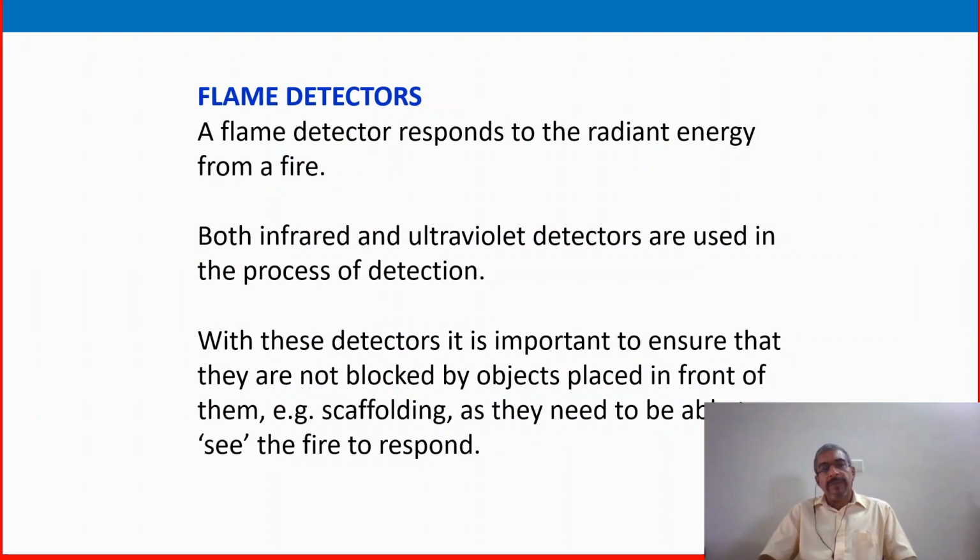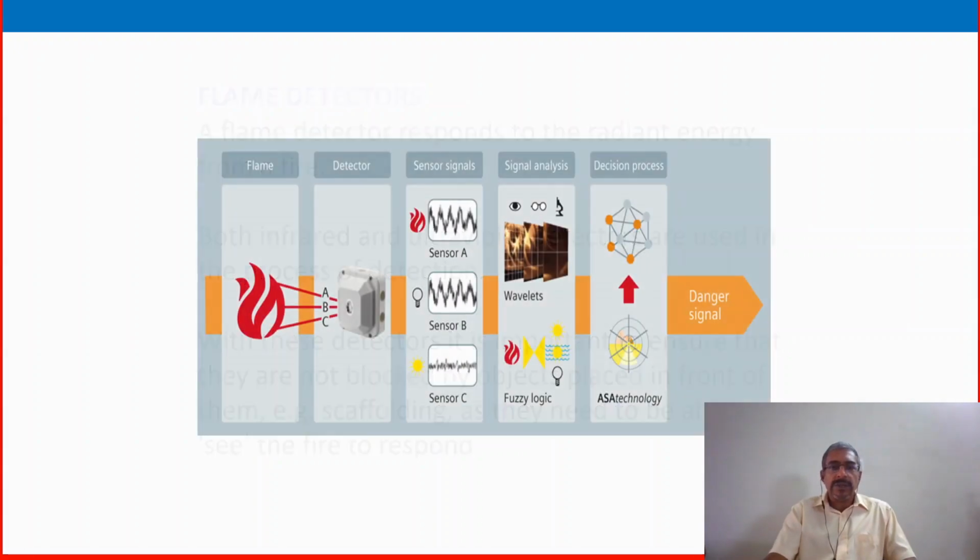Next is a flame detector. A flame detector responds to the radiant energy from a fire. Both infrared and ultraviolet detectors are used in the process of detection. With these detectors, it is important to ensure that they are not blocked by objects placed in front of them, for example scaffolding, as they need to be able to see the fire to respond.